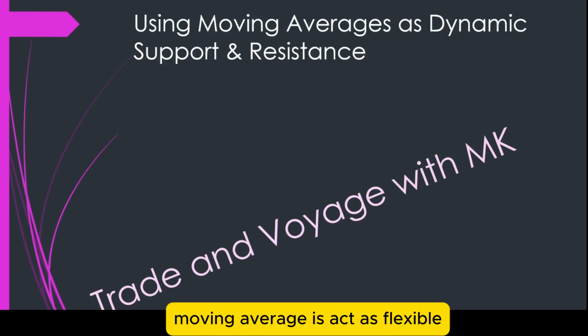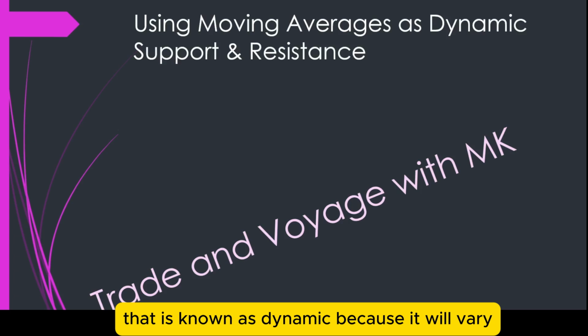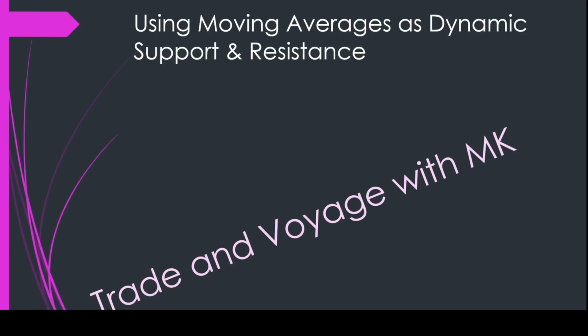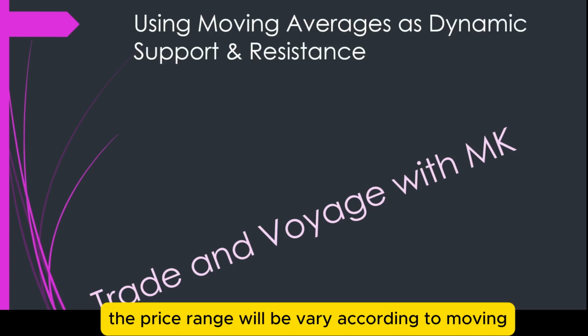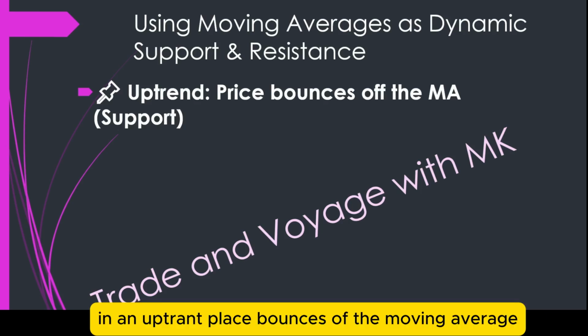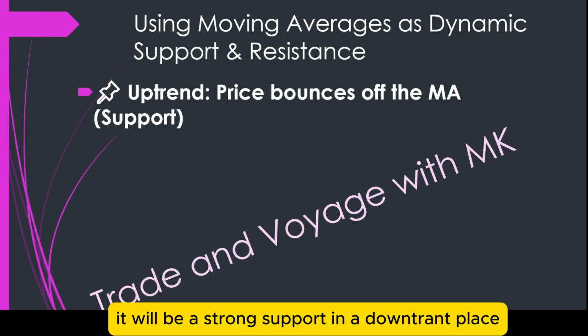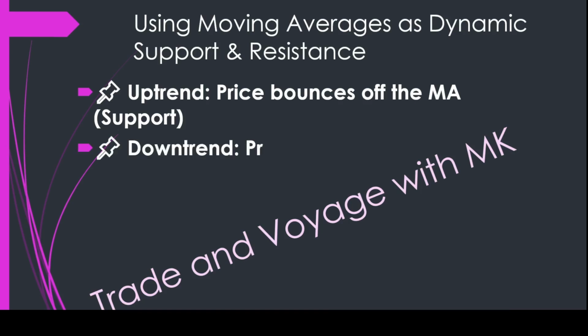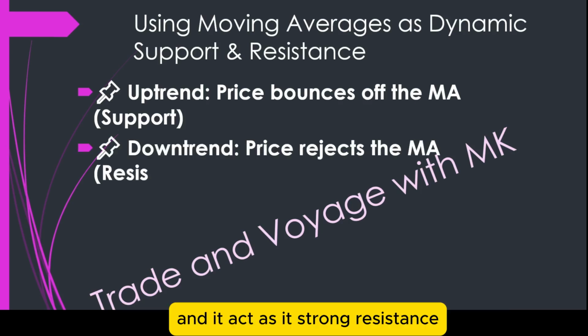Using moving averages as dynamic support and resistance. Moving averages act as flexible support and resistance levels. That is known as dynamic because it will vary, not like a fixed support and resistance. The price range will vary according to the moving average. How to use moving averages for support and resistance? In an uptrend, price bounces off the moving average. It will be a strong support. In a downtrend, price rejects the moving average and it acts as a strong resistance.